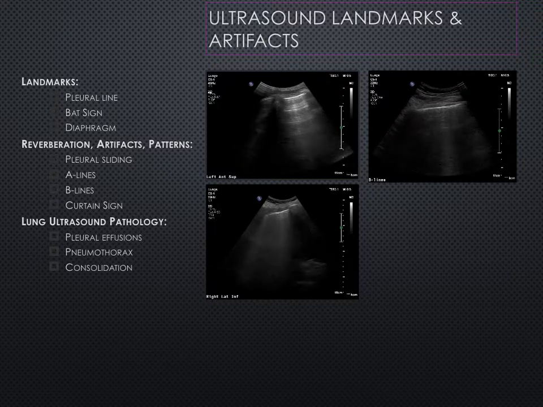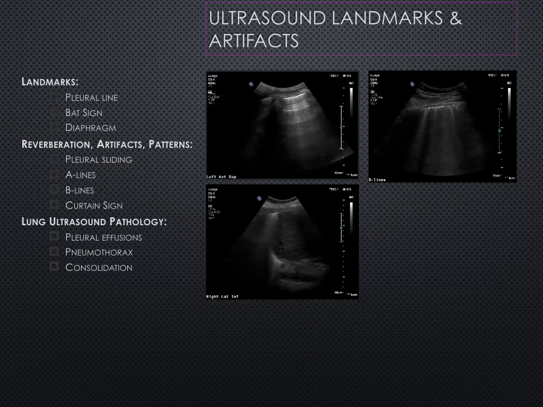And then we're looking at our reverberation, our artifacts, and our patterns that we can start to use to interpret some of the pathologies that might be coming out of the lung itself, to try and distinguish pleural effusions, pneumothorax, consolidations, but also, not listed here, probably things like interstitial syndrome, aeration patterns that we might be seeing, and some of our decreased aeration lung patients as well.